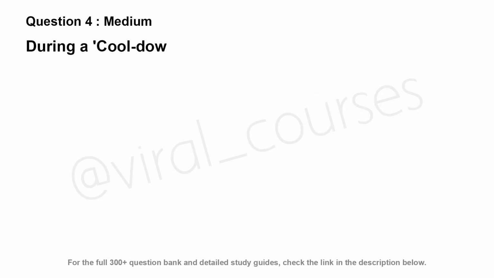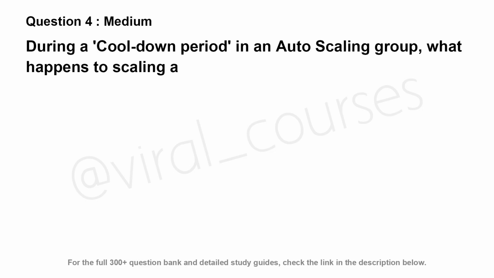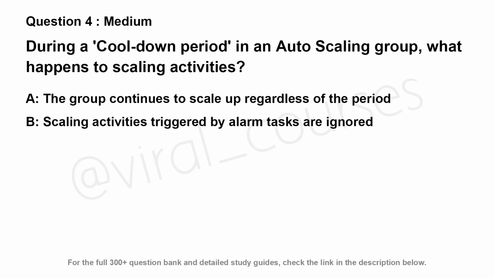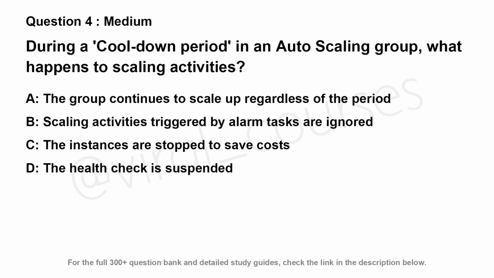During a cool-down period in an auto scaling group, what happens to scaling activities? Option A, the group continues to scale up regardless of the period. Option B, scaling activities triggered by alarm tasks are ignored. Option C, the instances are stopped to save costs. Option D, the health check is suspended.